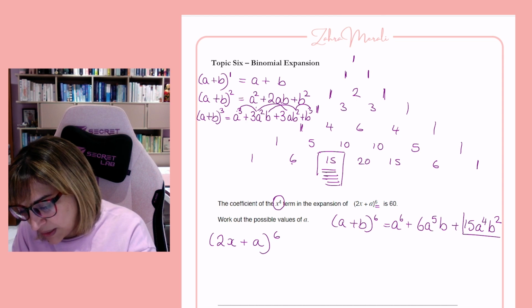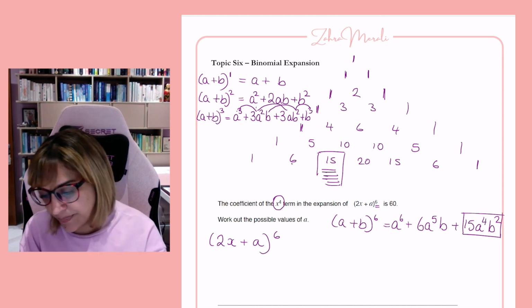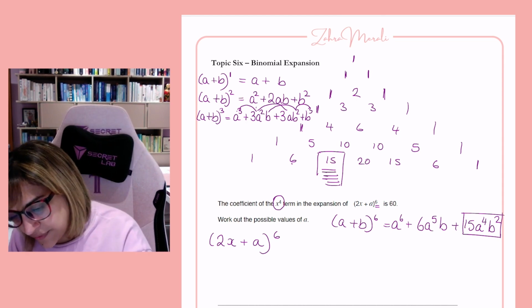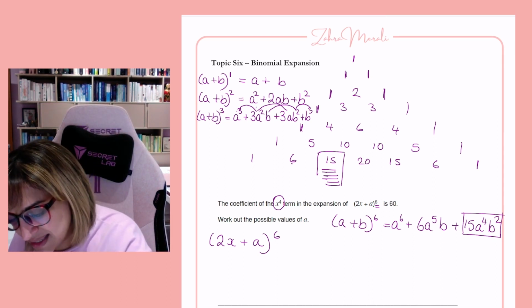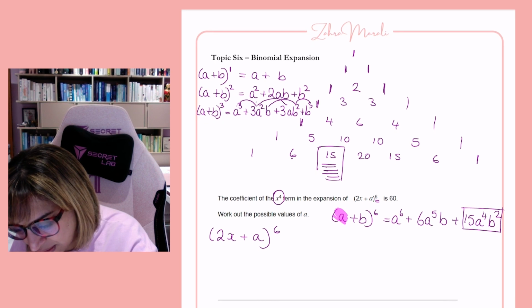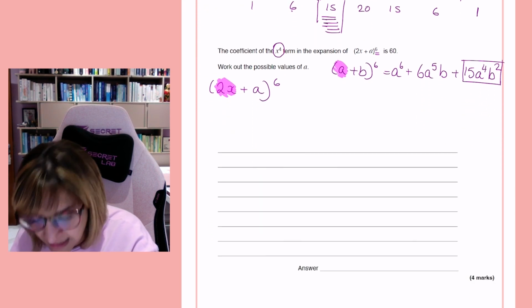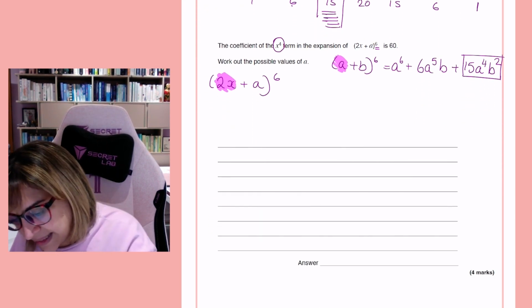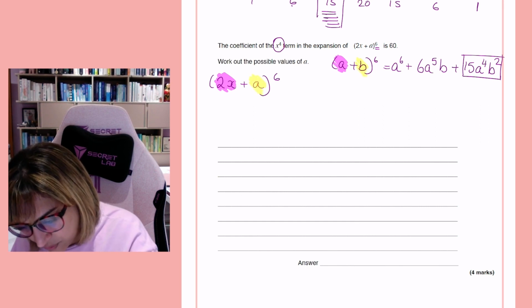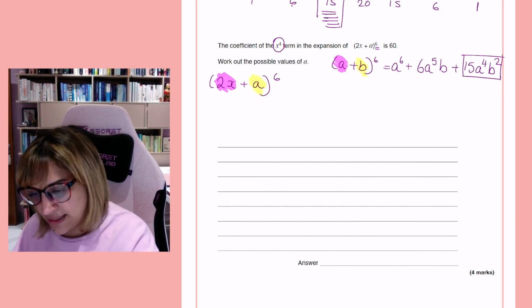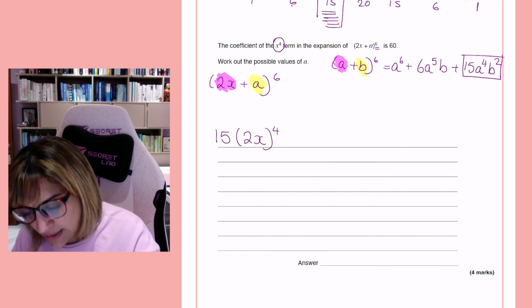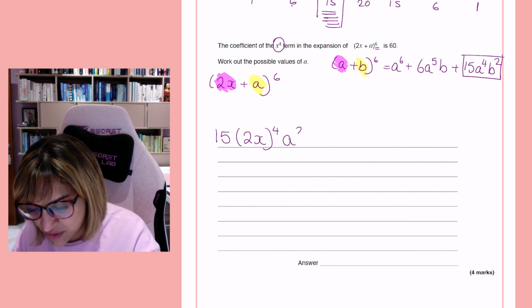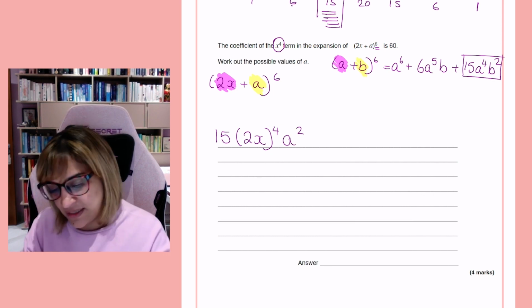And we're going to say, well, let's substitute things in. So here, if I match things up, our a is the same as, and I know they've used the same letter, it's very annoying because it's not a in this case, a is 2x and b is what they've called a here. So let's stick that into our formula. So 15, 2x to the power of 4, and then you've got a squared. Right, so let's open that out.